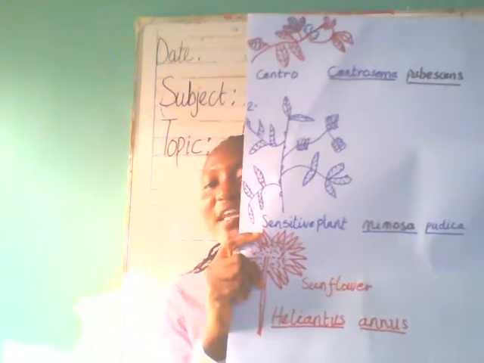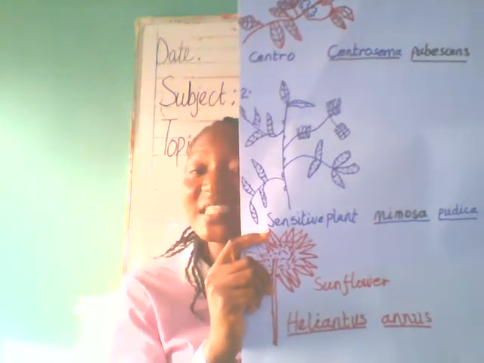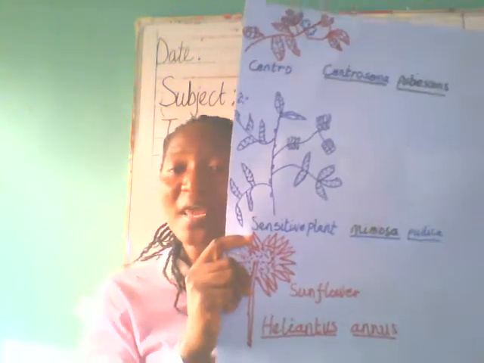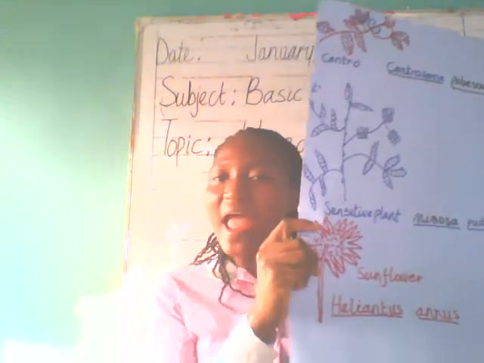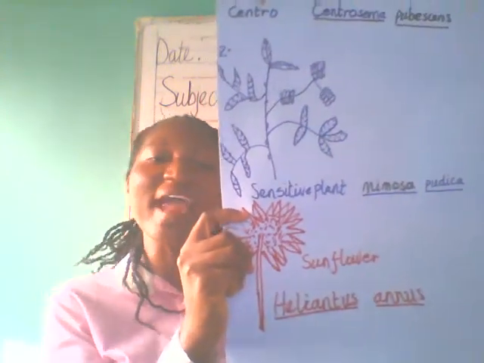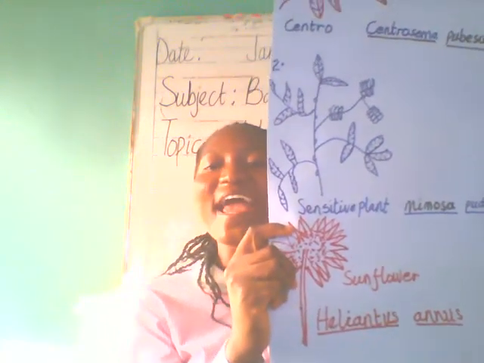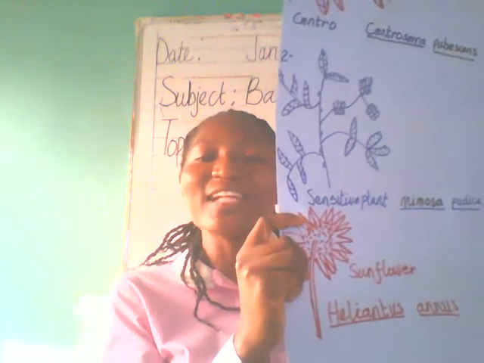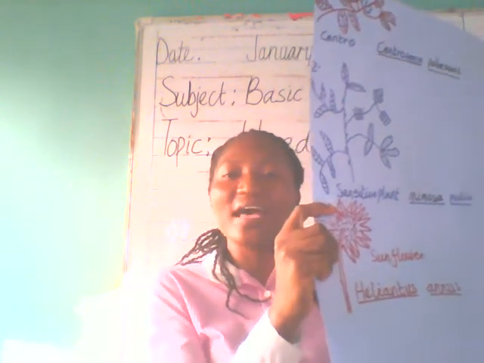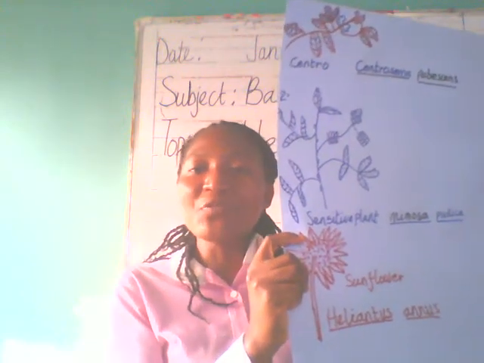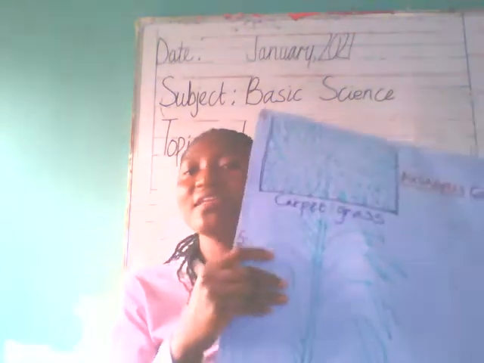Then the next one is sunflower. You see, oh, sunflower, is it a weed? Yes, it is a weed because it grows where it is not wanted. And what is the scientific name? Helianthus annuus. Say it with me. Helianthus annuus. You can see that when you write them, you underline their scientific names.